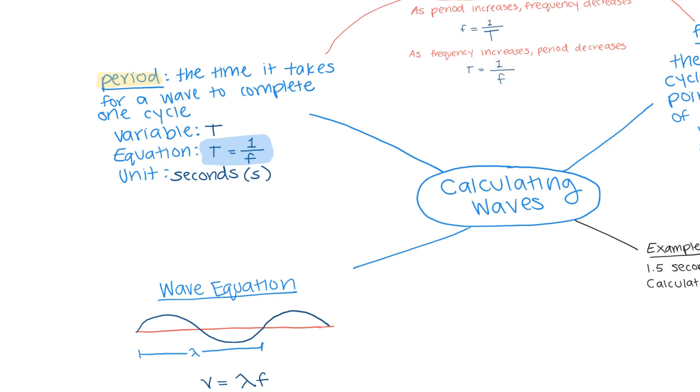Okay. Our unit of measurement for period is seconds, because period describes the time it takes for a wave to complete one cycle. So we measure time in seconds. We are going to measure the period of a wave in seconds.